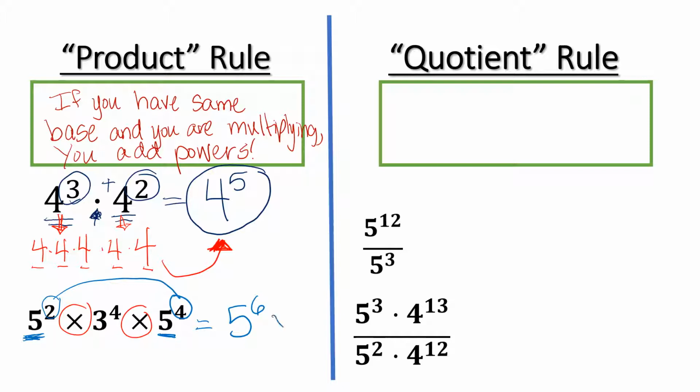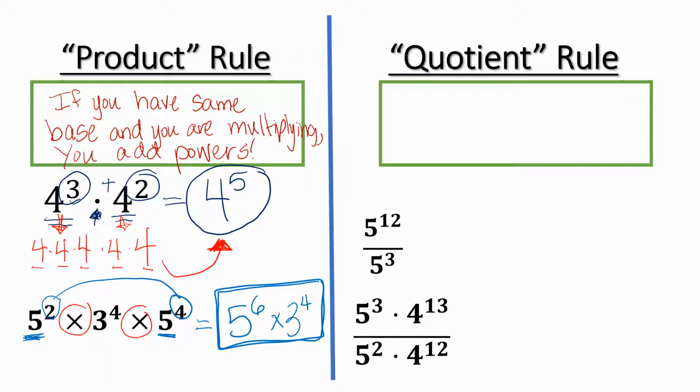And then I have times 3 to the 4th. Now I can't do anything else. This is my answer because they don't have the same base. So I could find out my answer and do 5 times 5 times 5 times 5 times 5 times 5, 6 times, and then multiply that by 3 times 3 times 3 times 3, 4 times. But in terms of simplifying it, that's as far as I need to go. So that's what the product rule tells us. It tells us if they have the same base and we're multiplying, all we have to do is add our powers.